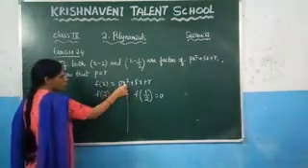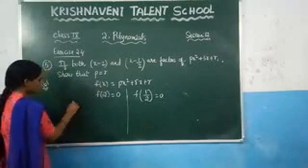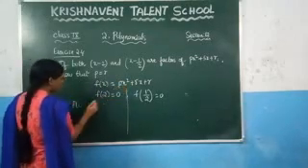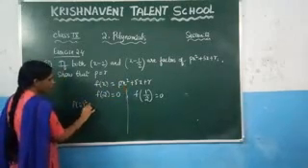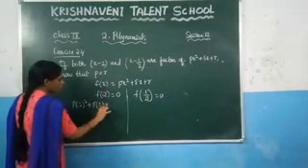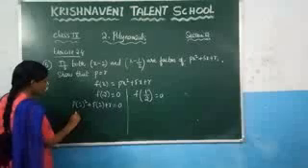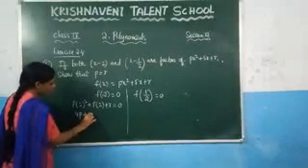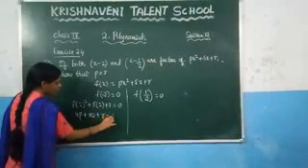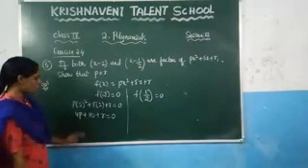Just in place of x, you need to substitute 2. So what you get here is p into 2 square plus 5 into 2 plus r is equal to 0. So 2 square, which is nothing but 4, gives 4p plus 10 plus r is equal to 0. This is the equation we got.